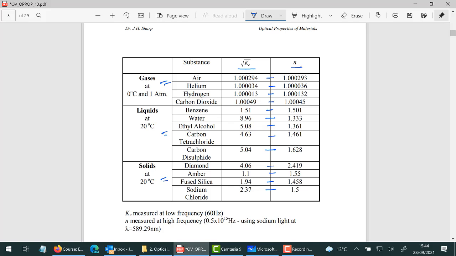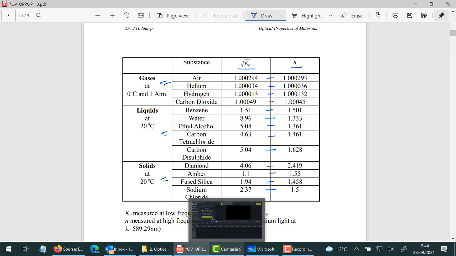One thing to note, though, is that the value for the electric permittivity, or the relative permittivity, is measured at 60 Hertz, whereas the refractive index is measured using sodium light, yellow light. It's the same as the street lights. And that's at 10 to the 14 or 10 to the 15 Hertz.